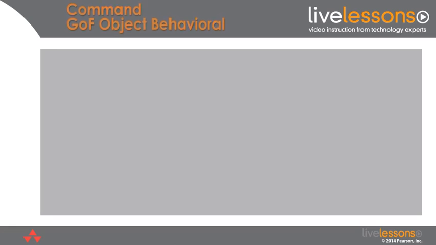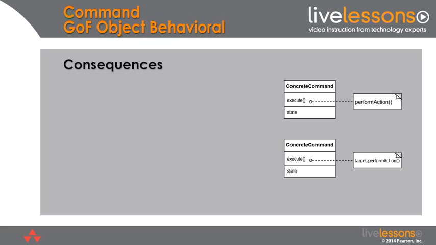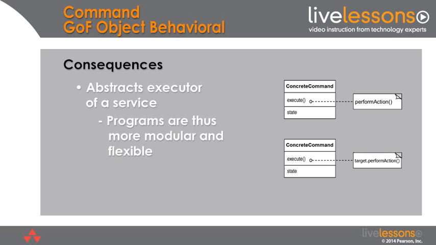Now that we're done looking at the tour through the source code, let's go ahead and evaluate the consequences of applying this pattern. One of the benefits of this pattern is it helps to abstract the execution or executor of a service, which makes programs more modular and flexible. For example, we can bundle state and behavior together into an object. We can pass command objects as parameters to methods. We can extend the behavior via subclassing. We can delegate the behavior to other objects.